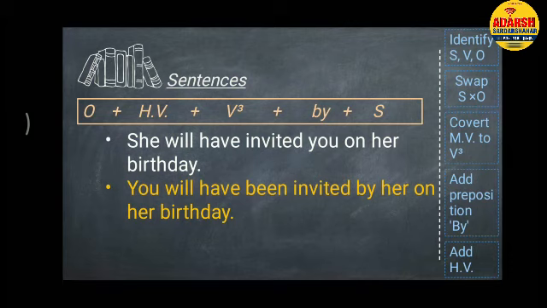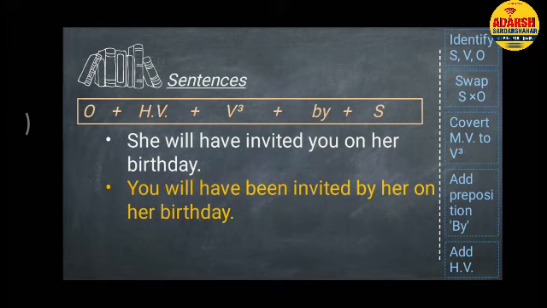So we will have been invited by her on her birthday. On her birthday is the other part of our sentence, so we put it at the end, or you can put it inside the sentence also: you will have been invited on her birthday by her. But don't forget that we always put by before our subject. We cannot put other words before her. Okay, so this is also done.